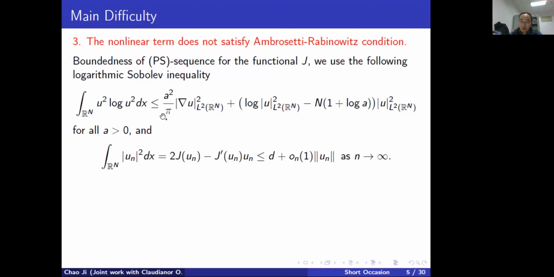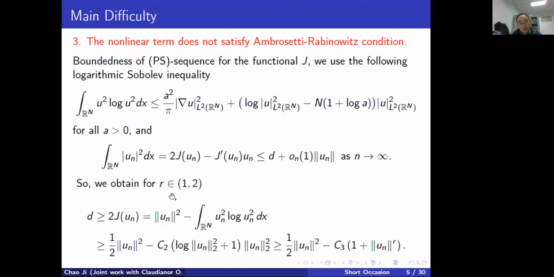This inequality is not enough. We also need this equality: 2 times G of un minus G prime of un times un equals this, which is the L2 norm squared. Okay, this is important.